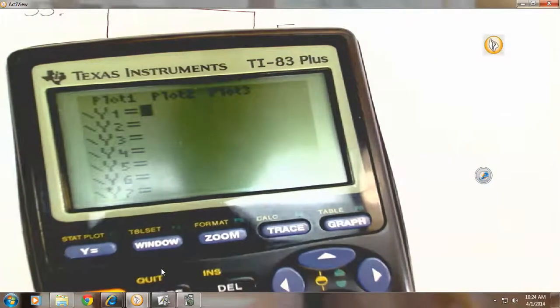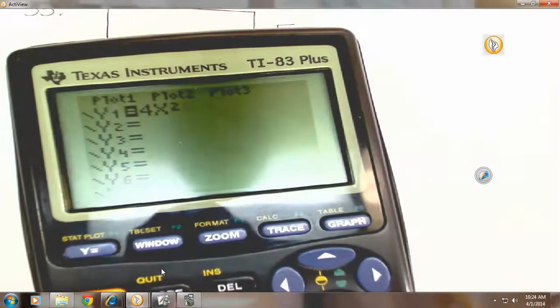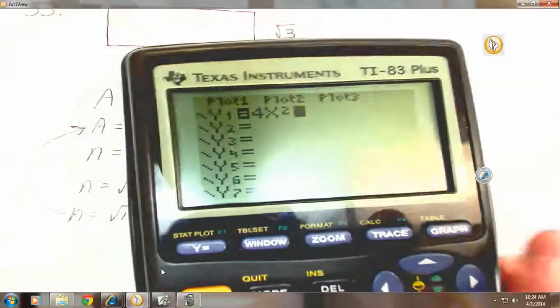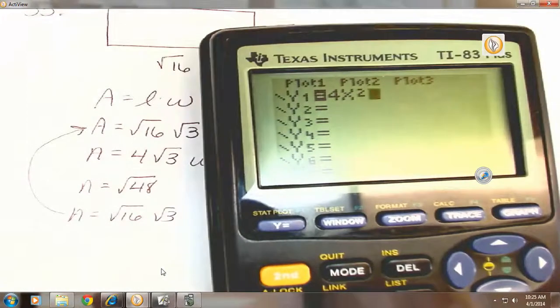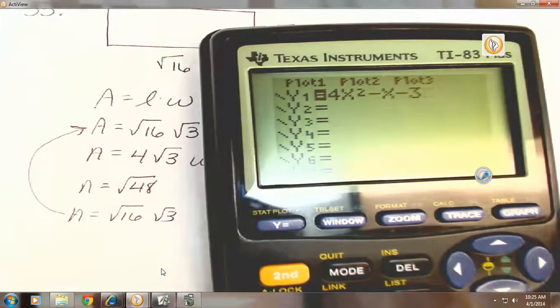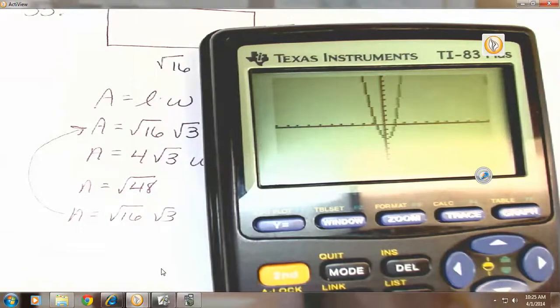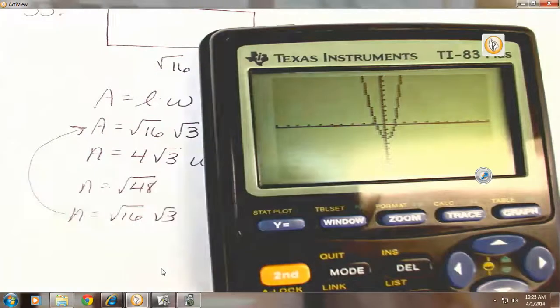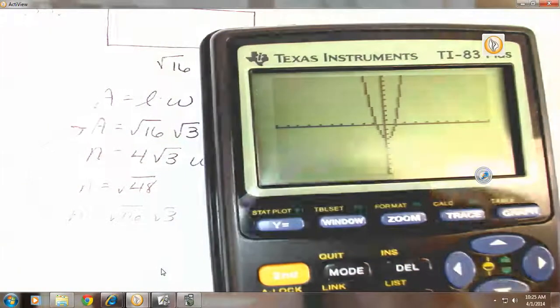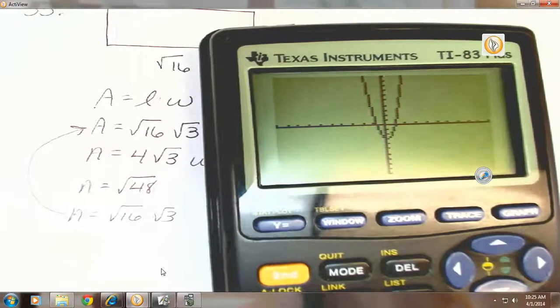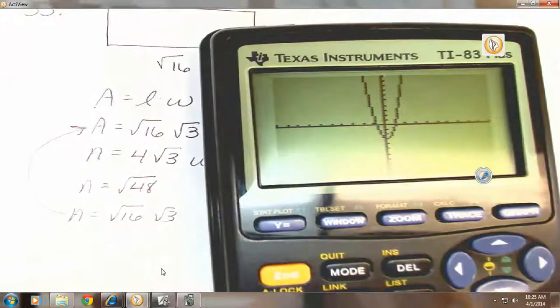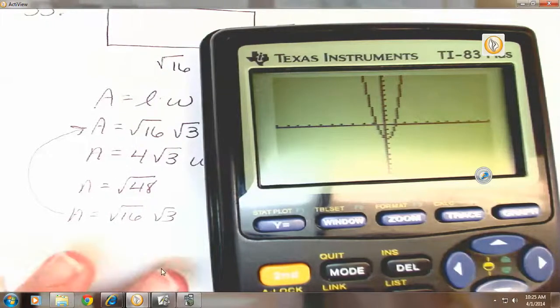So go to y equals again, and we're going to type it in as 4x squared minus x and minus 3. So go to graph. Where does it look like we have solutions here? One looks like 1, and one looks like quite at -1. It looks like it's close, doesn't it? Maybe we're not real sure and we need to get a more exact answer.